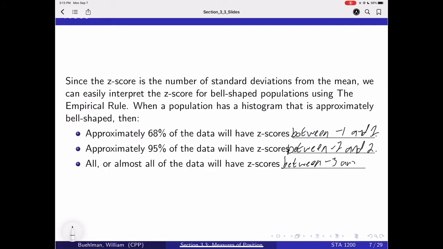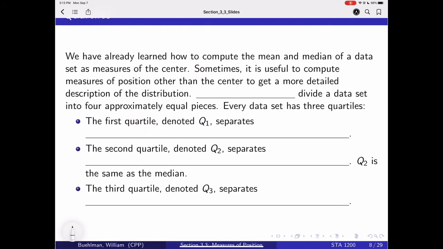We have already learned how to compute the mean and median of a data set as measures of centers. Sometimes it is useful to compute the measures of position other than the center to get a more detailed description of the distribution. Quartiles divide a data set into 4 approximately equal pieces. Every data set has 3 quartiles.